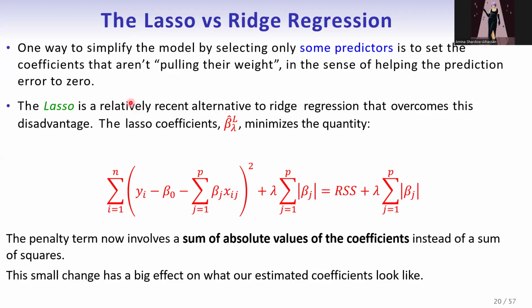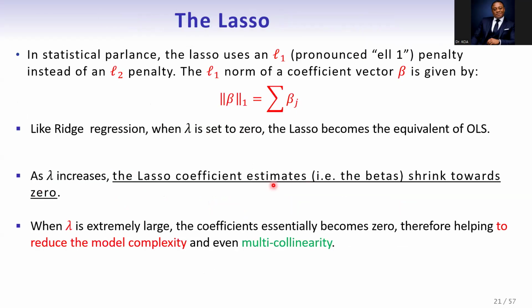I think the ridge has the squared and lasso has the absolute. Okay. So what the lasso is doing is that a small change has a big effect on what the estimated coefficient should look like. Small change has big effect. Now, the lasso is sometimes called L1 regularization, and the ridge is L2 regularization.